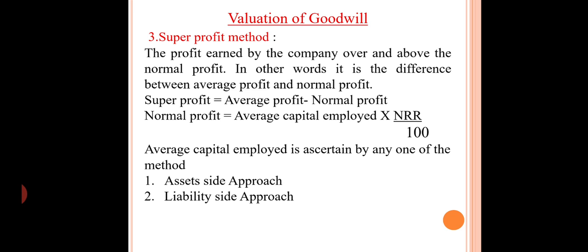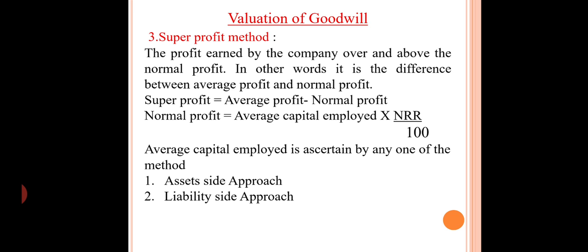Today I am going to discuss the concept of the valuation of goodwill under the super profit method. All of you know what super profit is. Super profit means the profit earned by the company over and above the normal profit. If the company earns more than the normal profit, that is called super profit. In other words, it is the difference between the average profit and the normal profit.